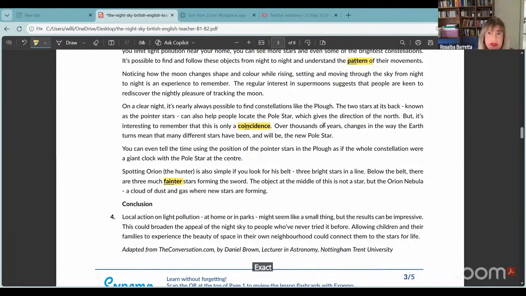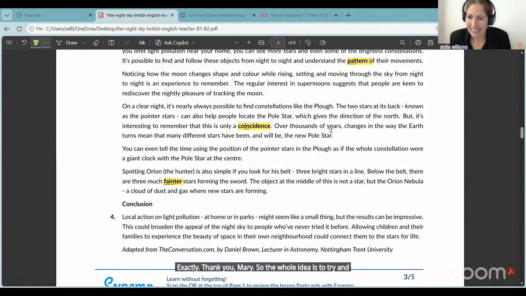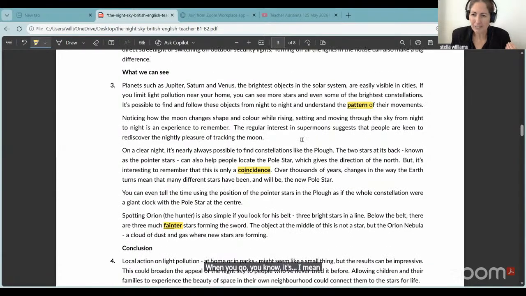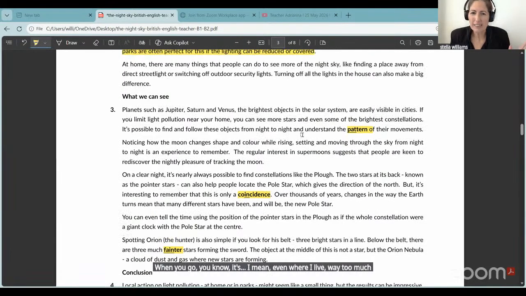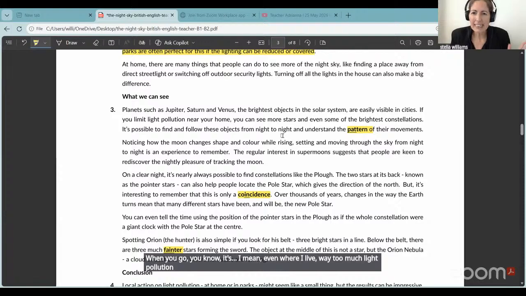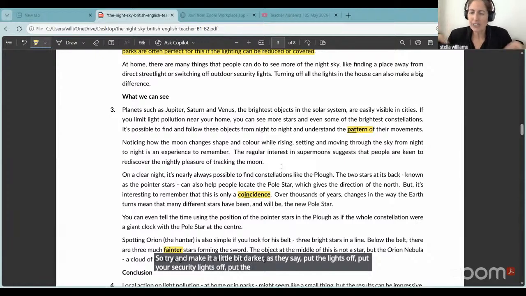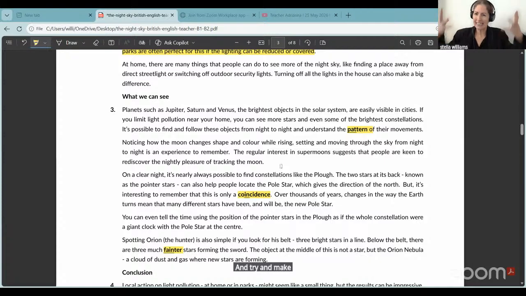Exactly. Thank you, Mary. So the whole idea is to try and get away from the light, because that's the problem. We've got too much light pollution. Even where I live, way too much light pollution. So try and make it a little bit darker. As they say, put your security lights off, put the lights off in the house, and try and make it darker, and you'll see how the night sky comes alive, eh?